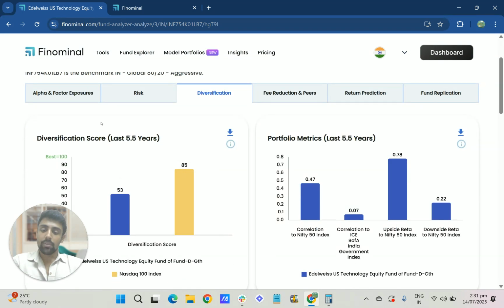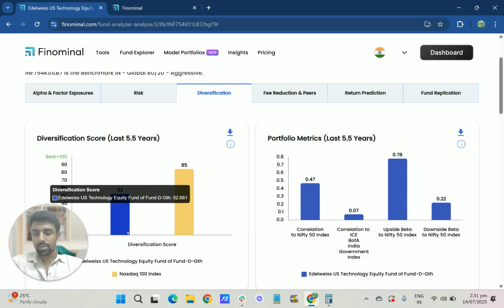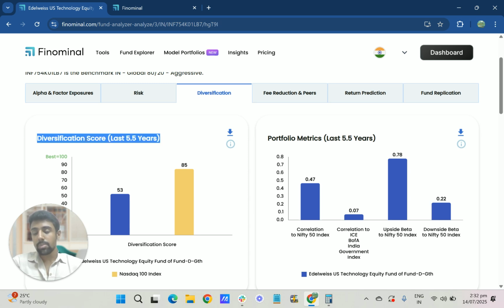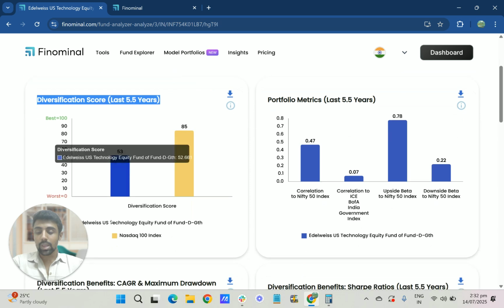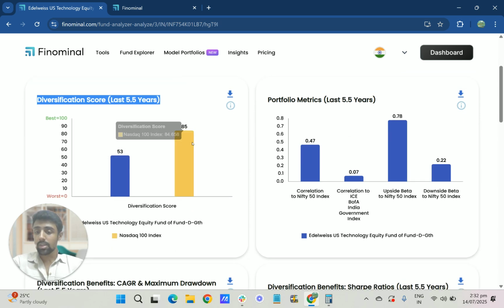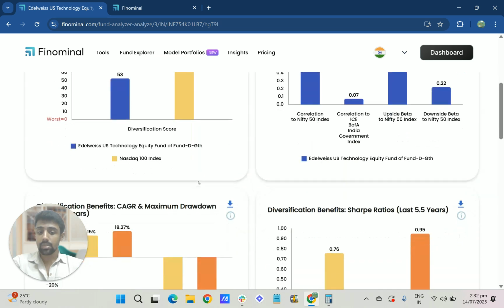So we have come to the diversification tab. At the top, we are ranking this fund out of 100, 100 being the best diversifier. And what does diversification mean here? It means that if Nifty 50 goes down, how protected is this fund? Can this also go down? You have a downside beta of about 0.2, which is clearly on the lower side. That's why you have a very high diversification score for both these funds, with Nasdaq being the highest here.